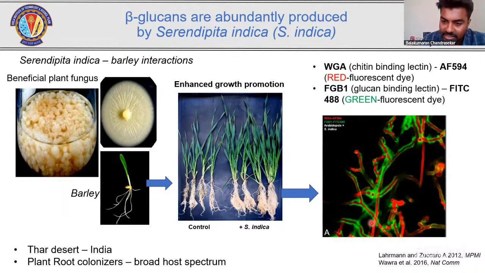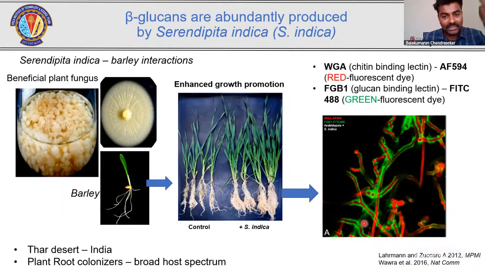The red label is the chitin layer, made up of N-acetyl glucosamine, and FGB1, the lectin, is labeled with a green fluorescent dye. You can see a copious amount of glucan polymers encapsulating the chitin layer. These are all extracellular polysaccharides produced by the fungus. Extracellular polysaccharides are well known in the plant-bacterial field, but in the fungal field, the fungal extracellular polysaccharide matrix is something new and has not been explored in detail so far.